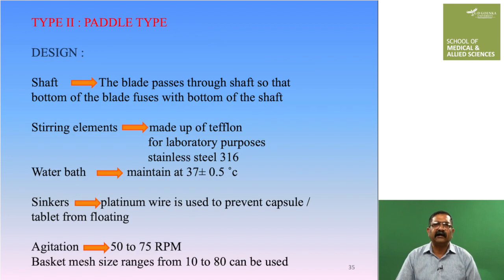Type 2 is the paddle type design. The blade passes through the shaft so that the bottom of the blade fuses with the bottom of the shaft. Stirring elements are made of Teflon. The stainless steel 316 grade is used. Water bath is maintained at the temperature 37 plus minus 0.5 degrees centigrade. Sinkers are of platinum wire. Agitation is done at 50 to 75 rpm. The basket mesh size ranges from 10 to 80 can be used.